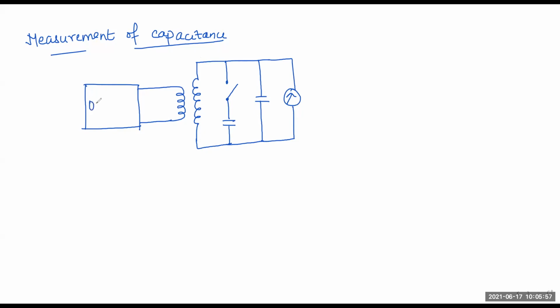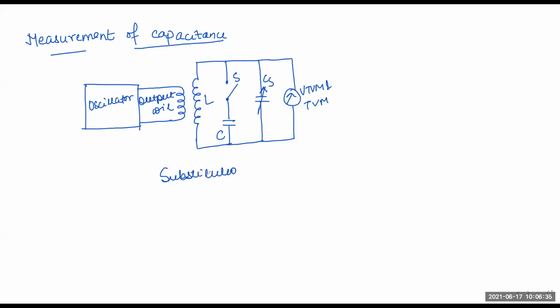Here you will have an oscillator, and here an output coil. Here is the inductance L. This is a switch S. This is a capacitor C. This is a standard variable capacitor CS. And this is a TVM or VTVM, a voltmeter, whichever we have.